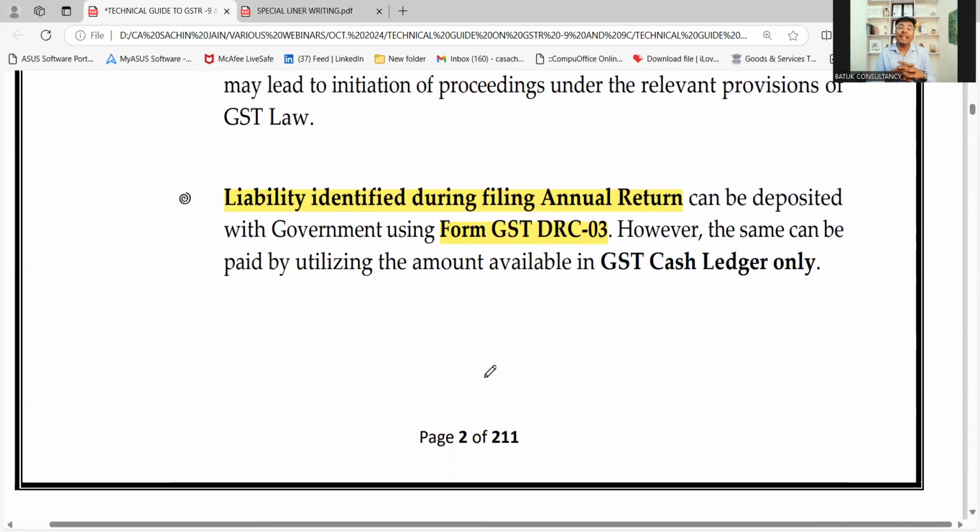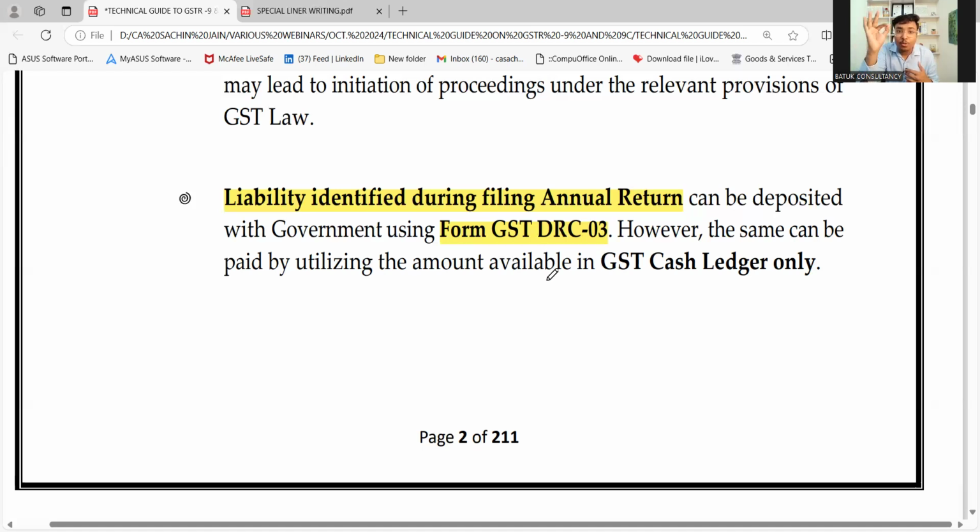And if there is any liability which you are supposed to show in the annual return, in such a situation, you need to pay that liability through the electronic cash ledger by filing the DRC 03. Means, suppose you are filing the GSTR 9 return of financial year 2023-24. You have not declared a specific liability during the financial year 2023-24. You have also not declared the same till the timeline of section 16 subsection 4, that means the 30th November or the annual return due date, whichever is earlier. And you are supposed to show that liability in GSTR 9.